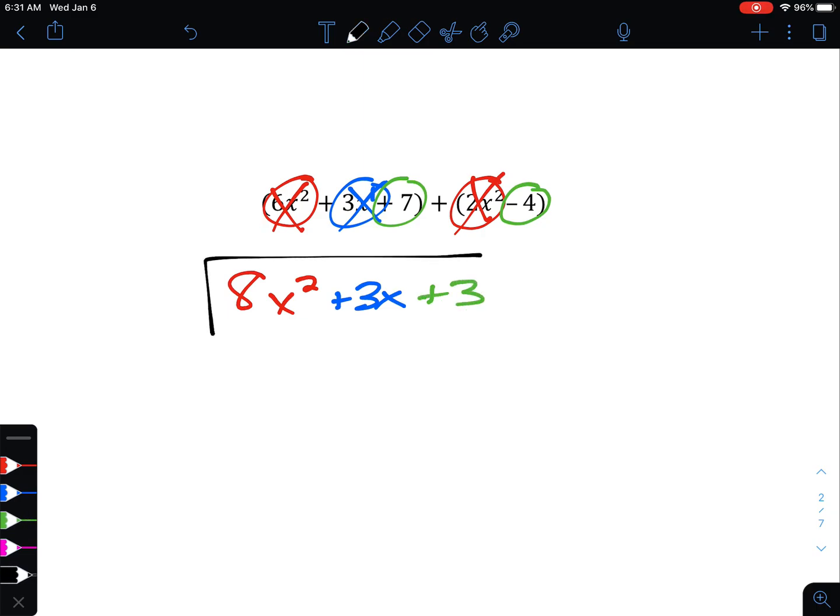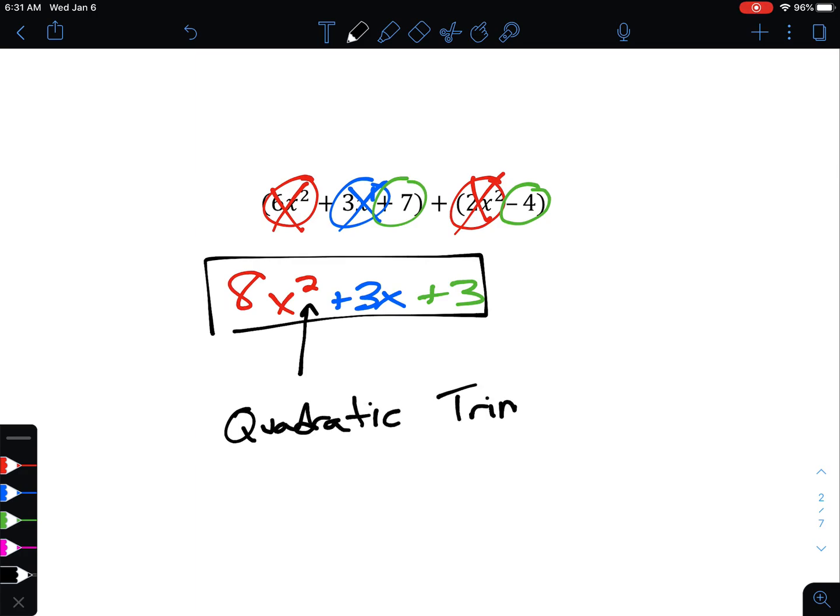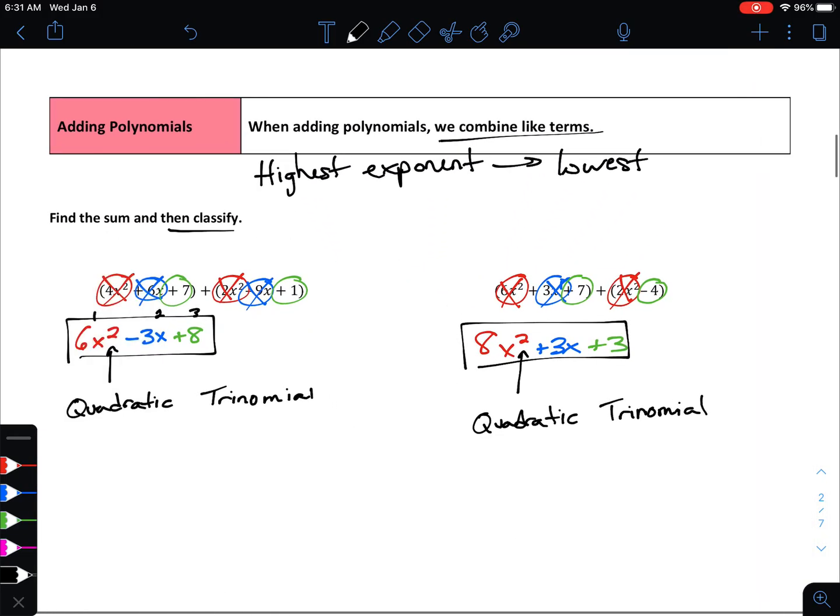And now we are ready. We are in standard form, ready to name it. So once again, our degree in this case is quadratic. And in fact, if you notice, it also has 3 terms just like the previous example. So this is also a quadratic trinomial.